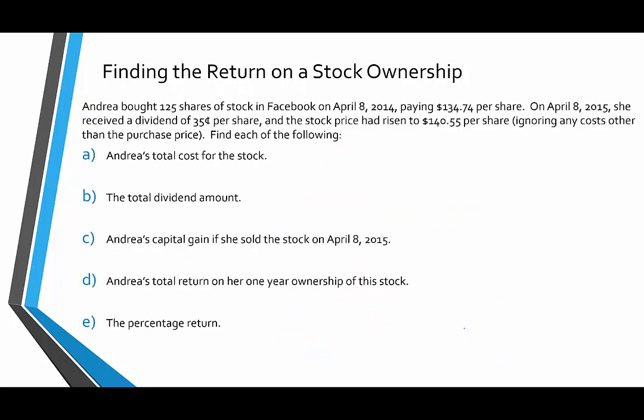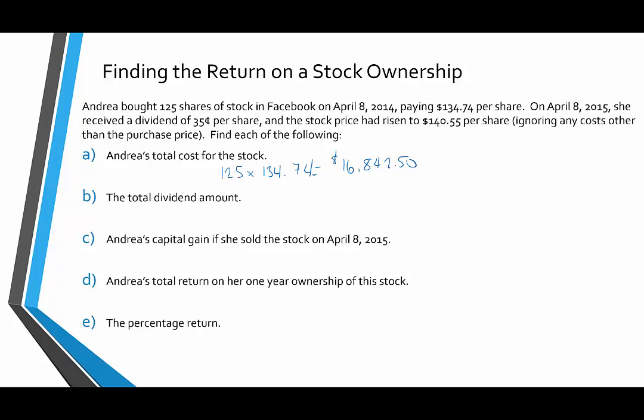Okay, let's talk about Andrea. And always, I encourage you, pause the video, try to figure out these 5 values, see how you do. Okay, so first, the cost for the stocks, that's going to be the number of shares times the purchase price, times 134.74. And it turns out Andrea spent $16,842.50 to buy these Facebook stock shares.